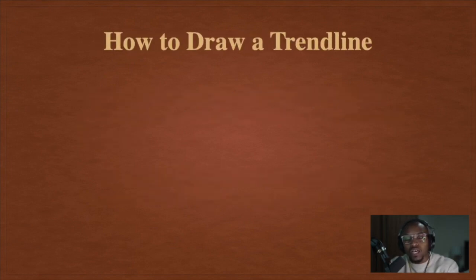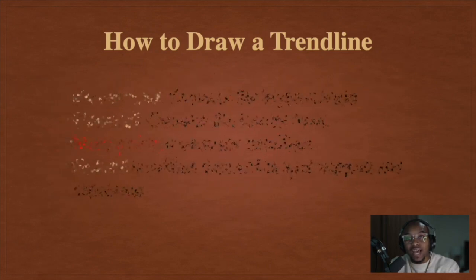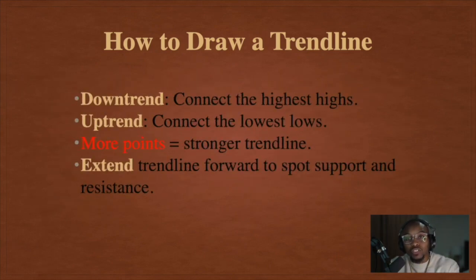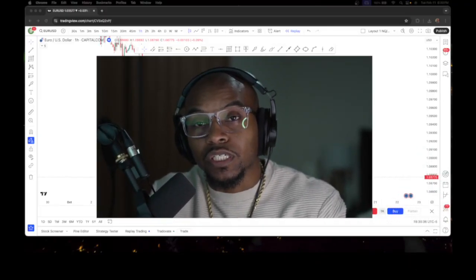So how do we draw trend lines? In a downtrend, you want to connect the highest highs, and in an uptrend, you want to connect the lowest lows. The more points that hit it, the stronger the trend line. You want to extend the trend line forward to spots that hit support or resistance areas.